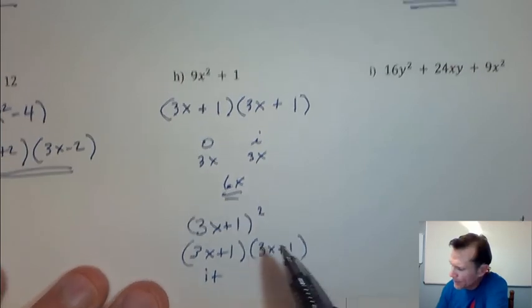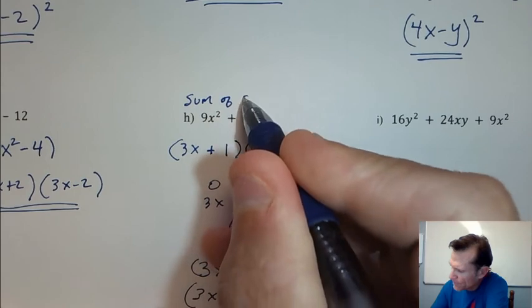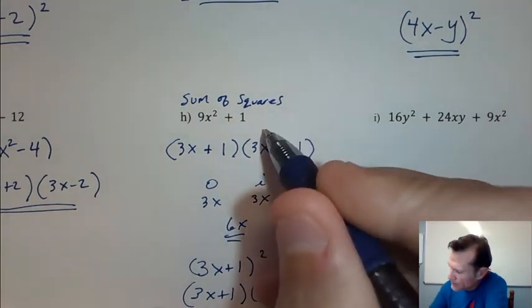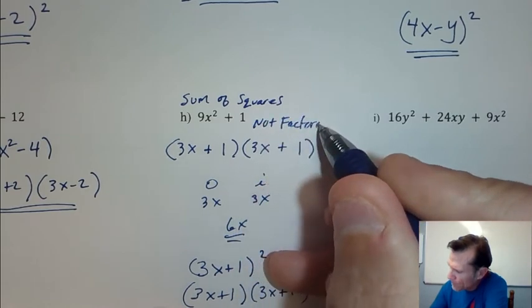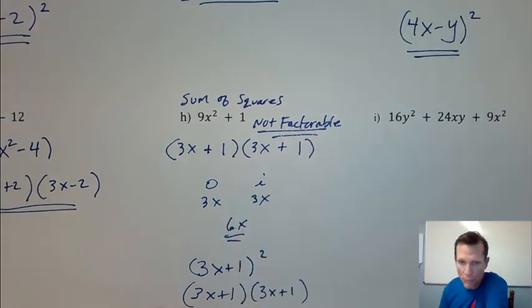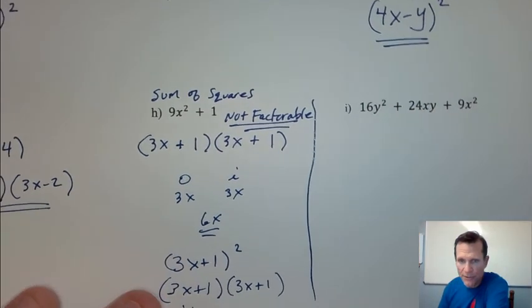Okay? Now this is called the sum of squares. And the sum of squares, okay, is not factorable. All right. Now some people say not factorable with real numbers, but right now with intermediate algebra we'll say it's not factorable. Okay.